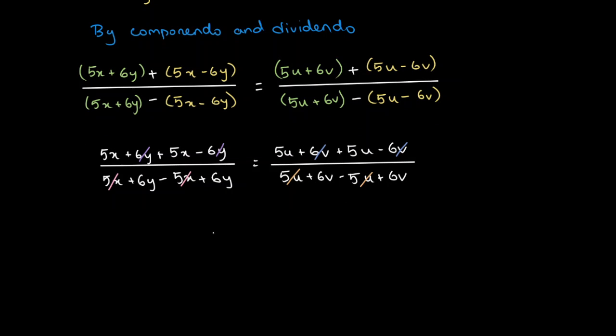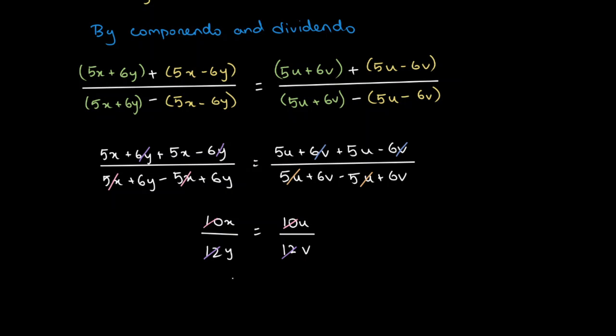So 5x plus 5x will give me 10x divided by 6y plus 6y will give me 12y, which is equal to 5u plus 5u, which will give me 10u, divided by 6v plus 6v, which will give me 12v. Alright, again we have similar terms on either side, so this 10 here and this 10 here will get cancelled, and this 12 here and this 12 here get cancelled.